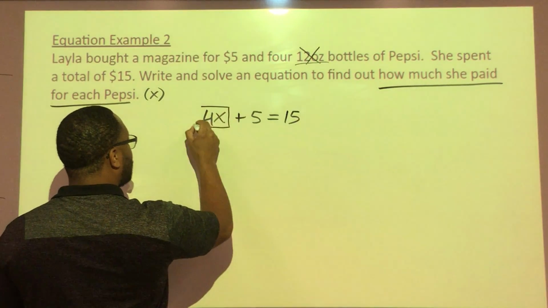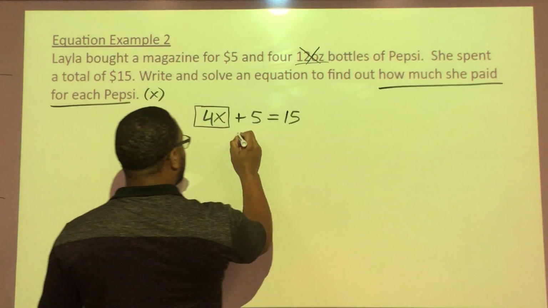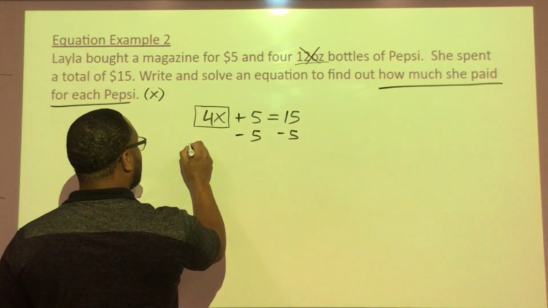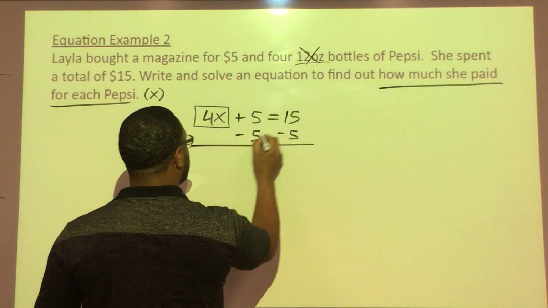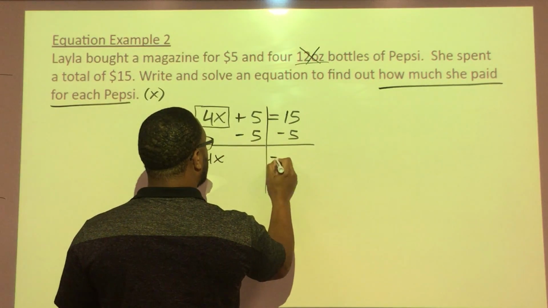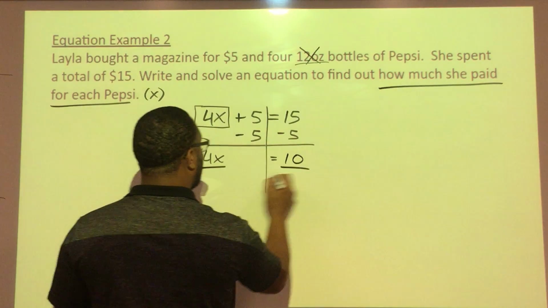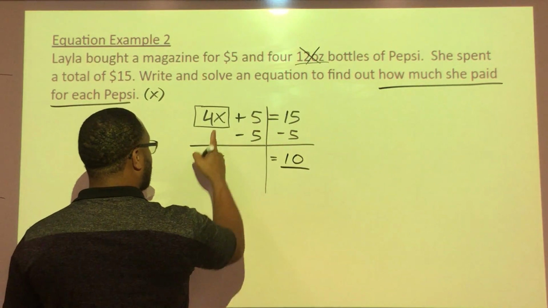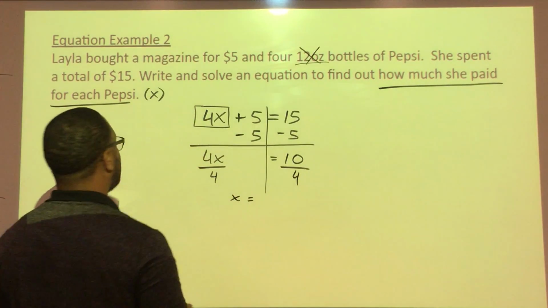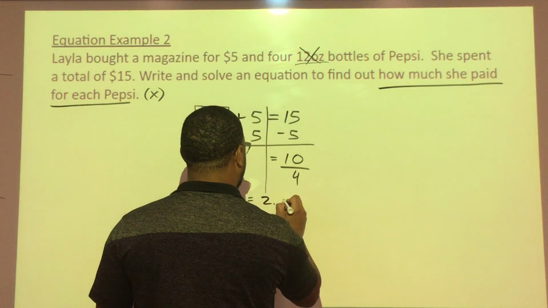I'm going to put a box around my variable and the coefficient. And then I'm going to get rid of what I did not put a box around. We get rid of plus 5 by doing minus 5 on both sides. And then we're going to bring down what's left, which is 4x equals 15 minus 5 is 10. I then need to divide both sides by 4. And when I do, that's going to give me x equals 10 divided by 4, which is 2.5.